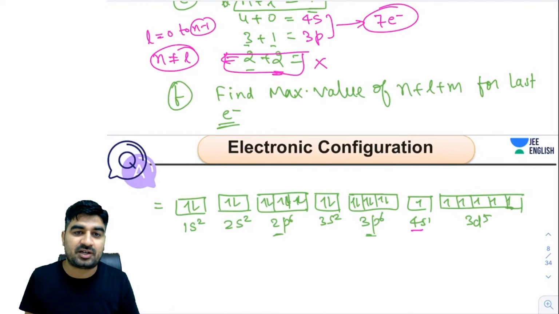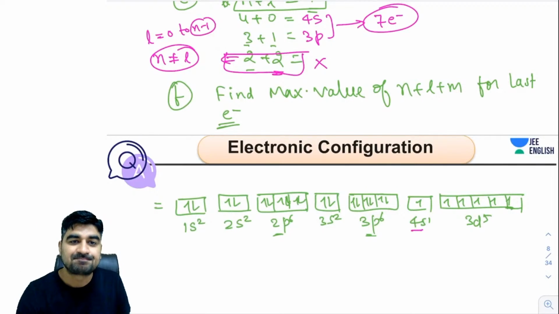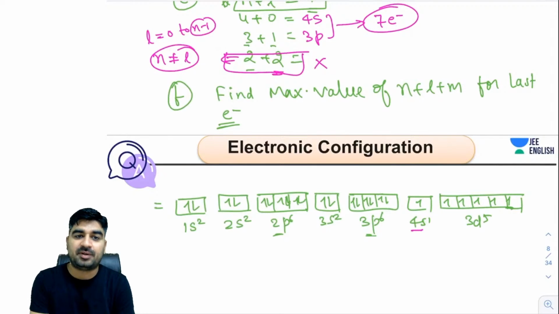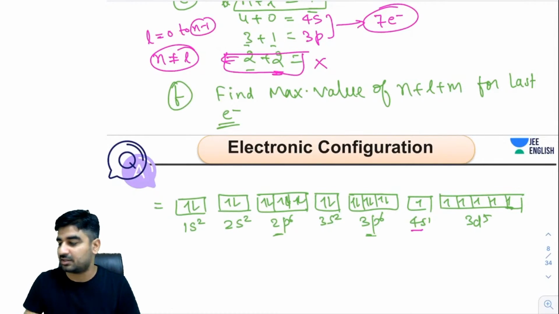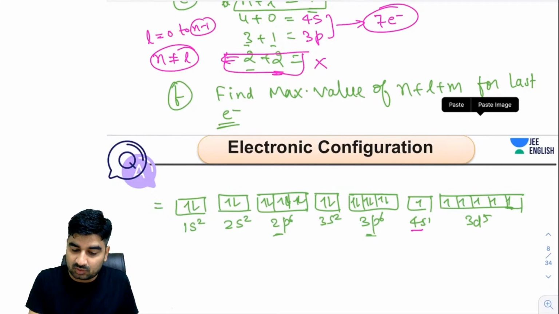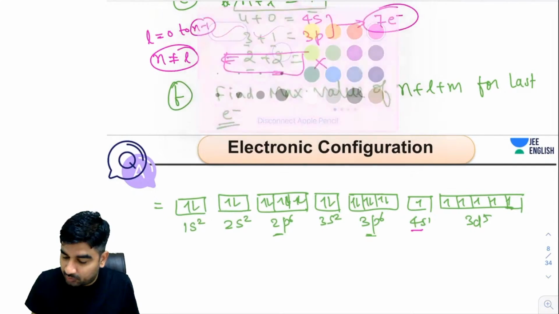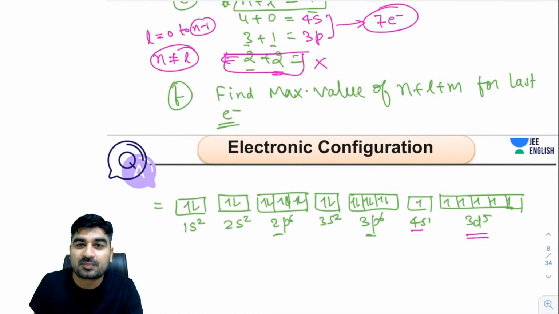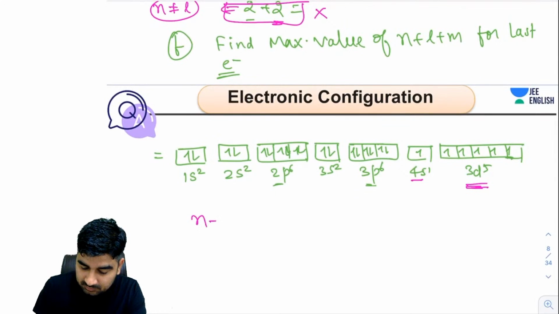Which one is the last electron? 3d. Actually, it's a d block element. Tomorrow in the periodic table class, I will tell you about the classification. So the last electron will enter into d. So what would you do? n plus l plus m.